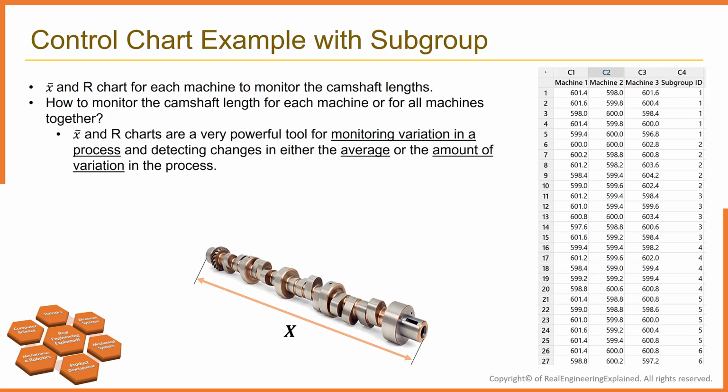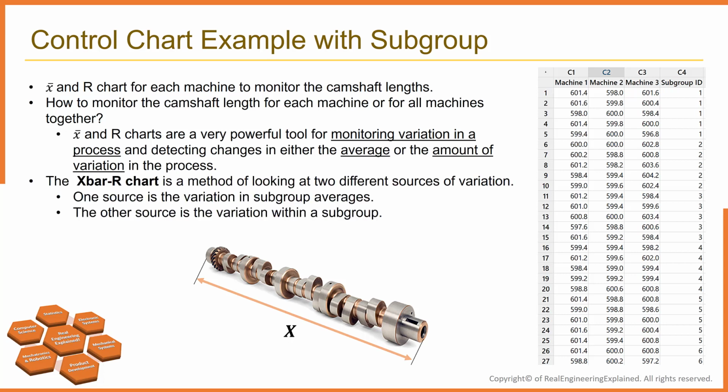Here we would like to use Xbar R charts for each machine to monitor the camshaft lengths. These charts are a very powerful tool for monitoring variation in a process and detecting changes in either the average or the amount of variation in the process. So the Xbar R chart is a type of control chart that can be used with variables like this. Xbar R chart is a method of looking at 2 different sources of variation. One source is the variation in subgroup averages. The other source is variation within a subgroup.